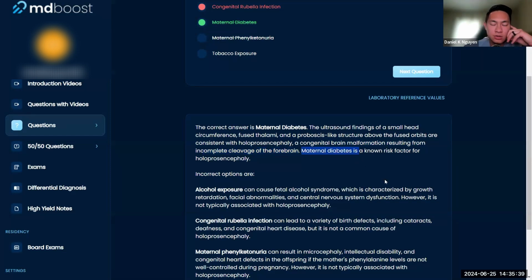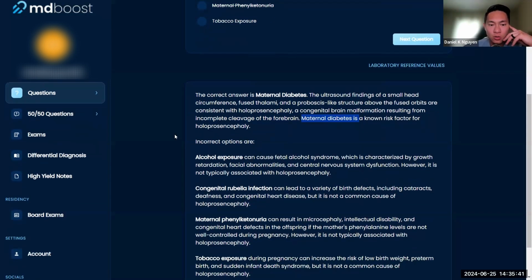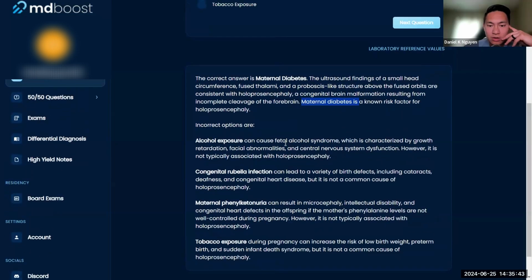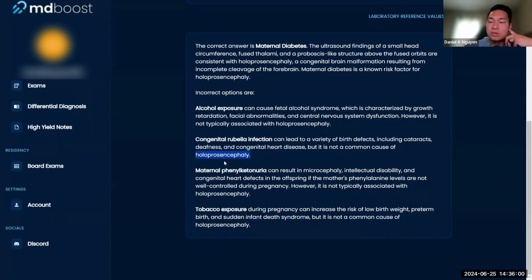It seems like maternal diabetes is the most known risk factor for holoprosencephaly. Alcohol exposure is fetal alcohol syndrome, right? Smooth philtrum, usually, right? Growth retardation, facial abnormalities. Rubella has cataracts, deafness, congenital heart disease, right? But doesn't cause holoprosencephaly. Can cause a little microcephaly, but not holoprosencephaly.